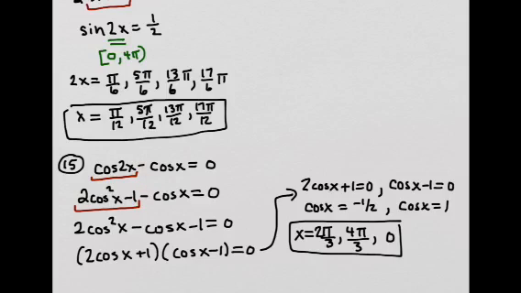I brought this down, I brought this down. I wrote it in standard form right here. Then I factored the quadratic right here. Then I set each factor equal to 0. And then I isolated the function here and here. And so for cosine x equals negative 1/2, that would be at 2 pi over 3 and 4 pi over 3. Cosine x equals 1, that only happens at 0.